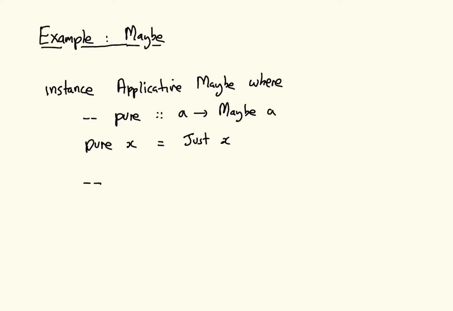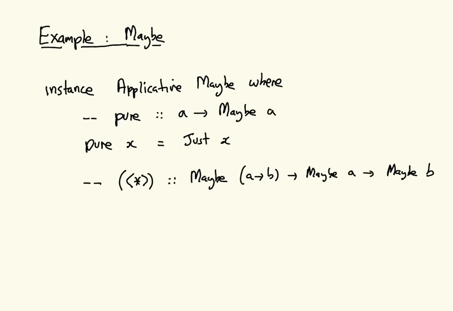Then we can think, well, what do we do for the function application, or the generalized function application? Well, let's write down the type because that will help us. So we take a Maybe of a function, and then we take a Maybe of an argument, and we're going to get back a Maybe of a result. So let's write down the skeleton for this first, as usual.